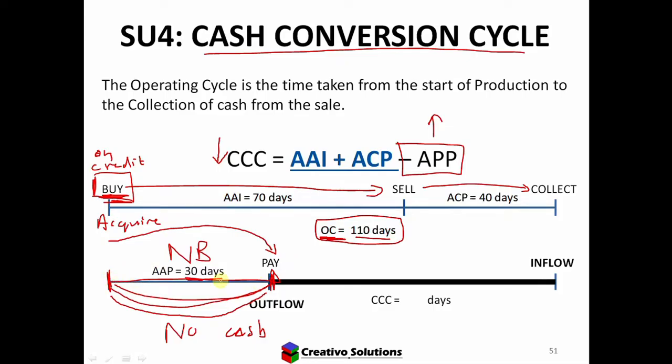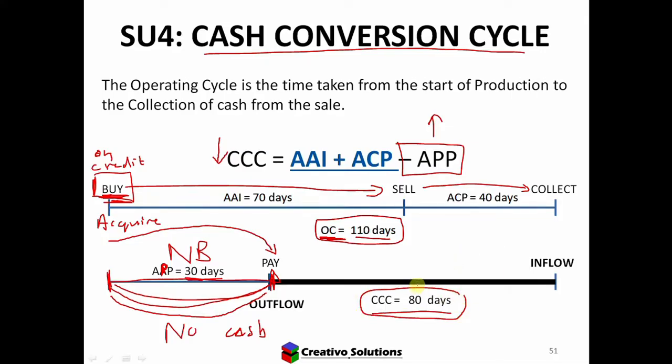So this little portion here is the APP. Sorry, I've made a typo here. That should be a P. Sorry, APP, not AAP. Right, the APP, the average payment period, is 30. Right, so what would the actual cash conversion cycle be in this diagram, in this example? 80. 100%. Good. All right, 80 days.